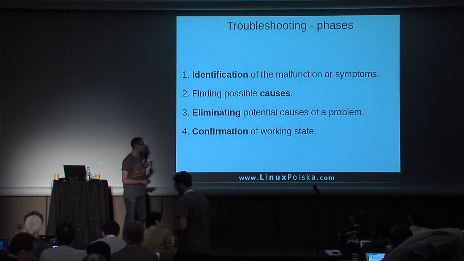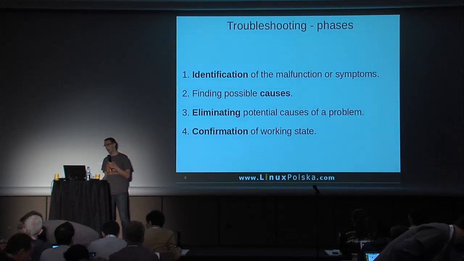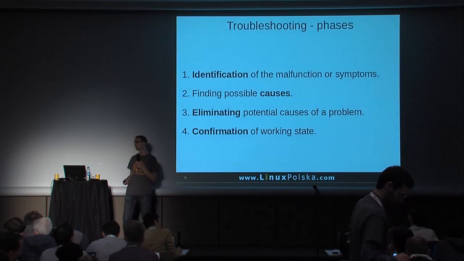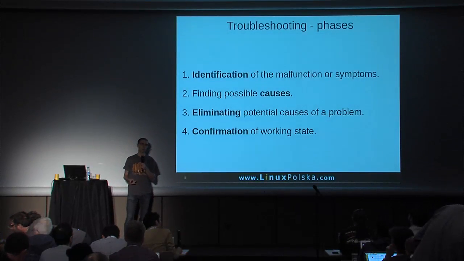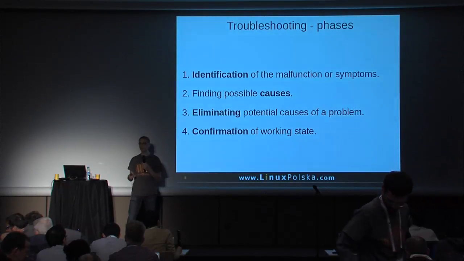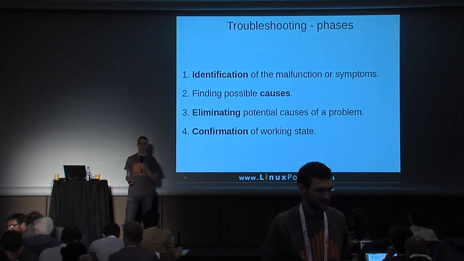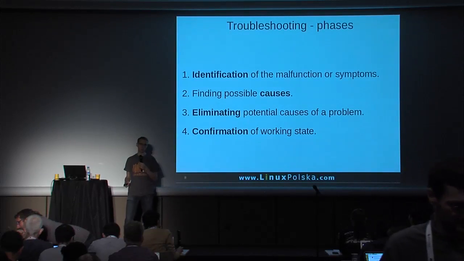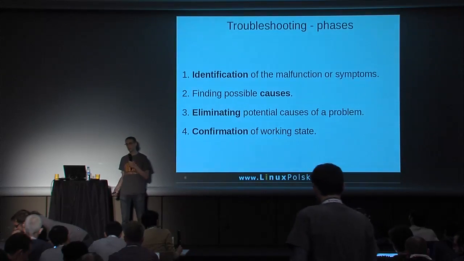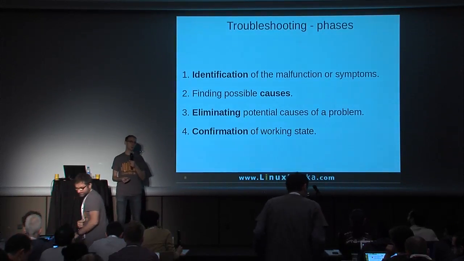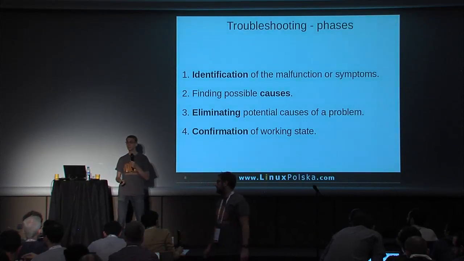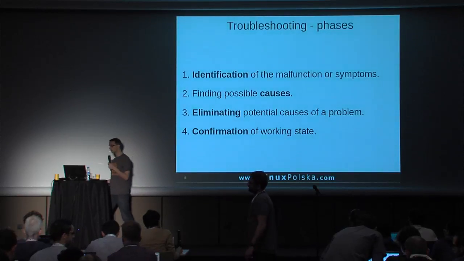That's point number three, elimination of causes. And then we can proceed to the confirmation. This is just a kind of test that it is working again. A good practice is to write some kind of guide, a so-called cookbook. If someone else comes across this problem, then he can use the cookbook and have a ready-to-go solution. But a good troubleshooting platform usually is capable of automating all of these steps. So, yeah, this is a nice-to-have feature.